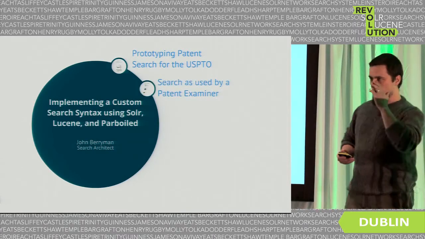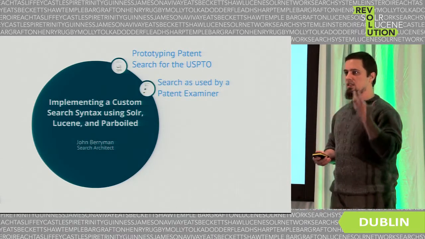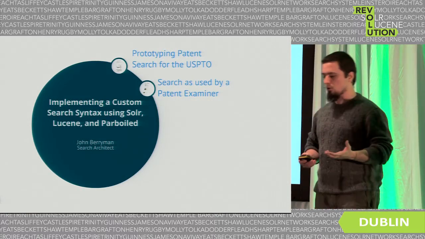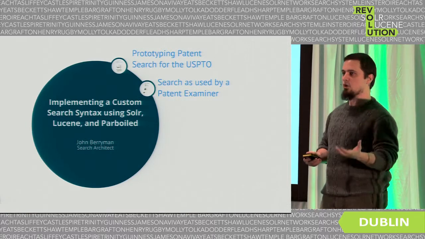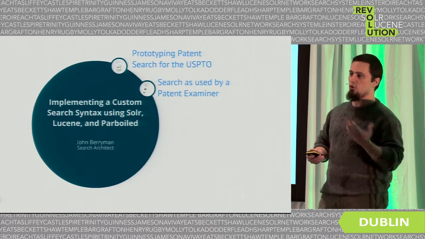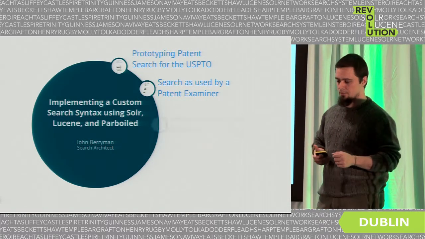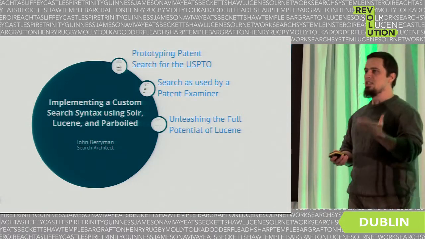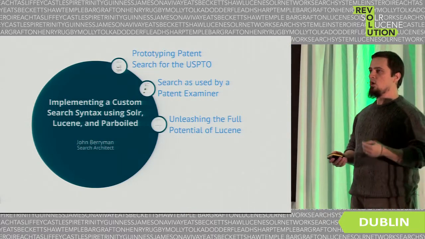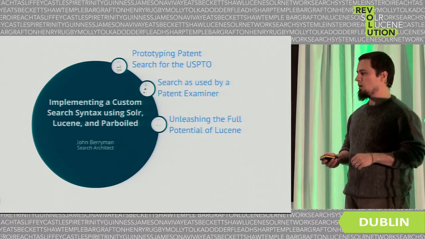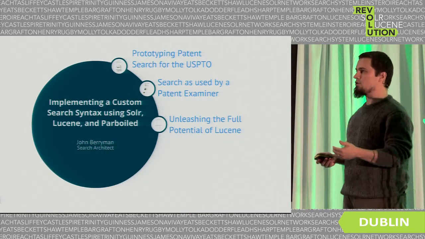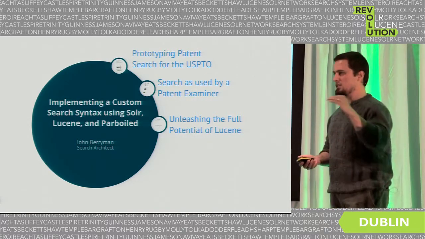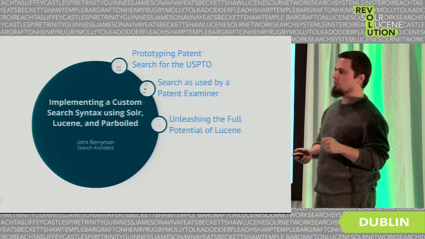We'll also talk more specifically about the search problems that examiners face. When an examiner looks at patent search, it's a very, very different problem than you're used to with e-commerce. We will talk about unleashing the full potential of Lucene. What you get on the surface with Solr gets you a long way towards the type of behavior that the patent examiners want, but we actually had to dig down and get some other things that are available only in Lucene.